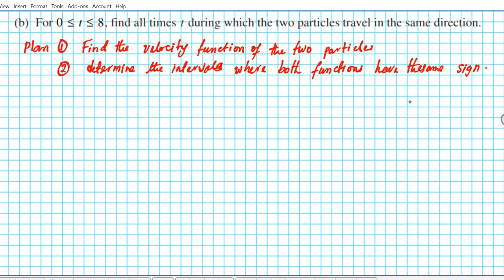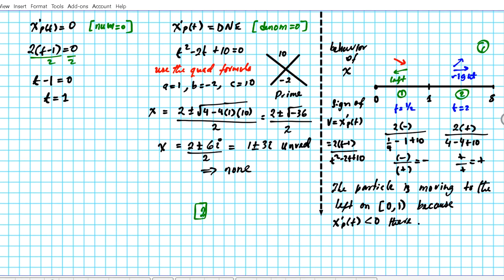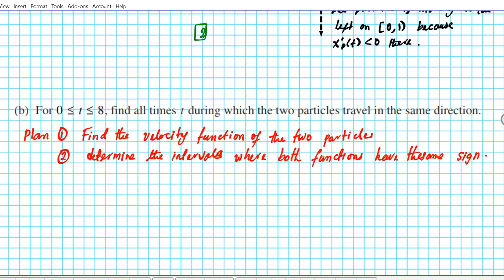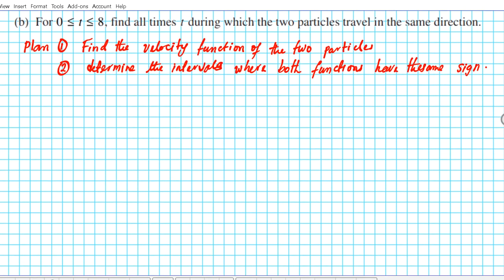So let's do it. We already have the velocity function for particle P. Not only that, we also know the signs. We know the direction in part A. We already did that, okay? So if we look back, we know that it's going to the left on interval 1 from 0 to 1, and it's going to the right from 1 to 8. So we already have that, which is great. So that saves us time.